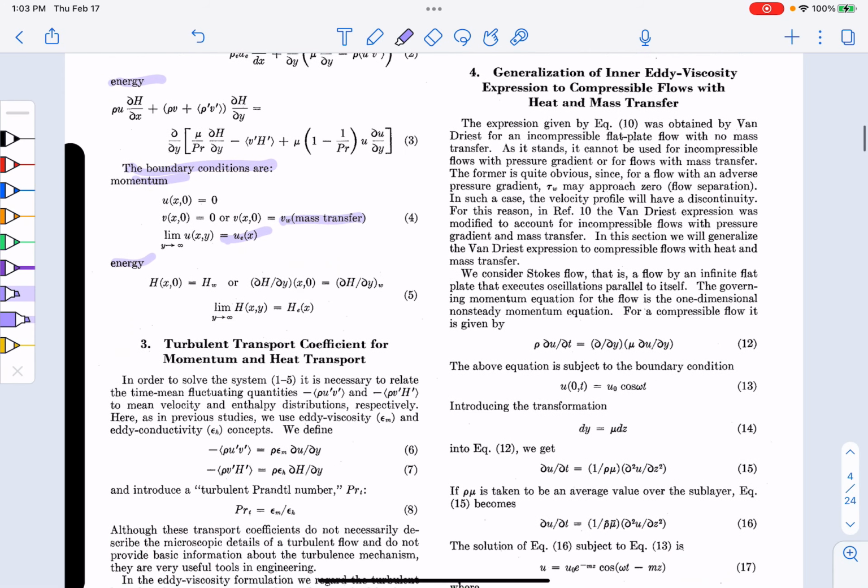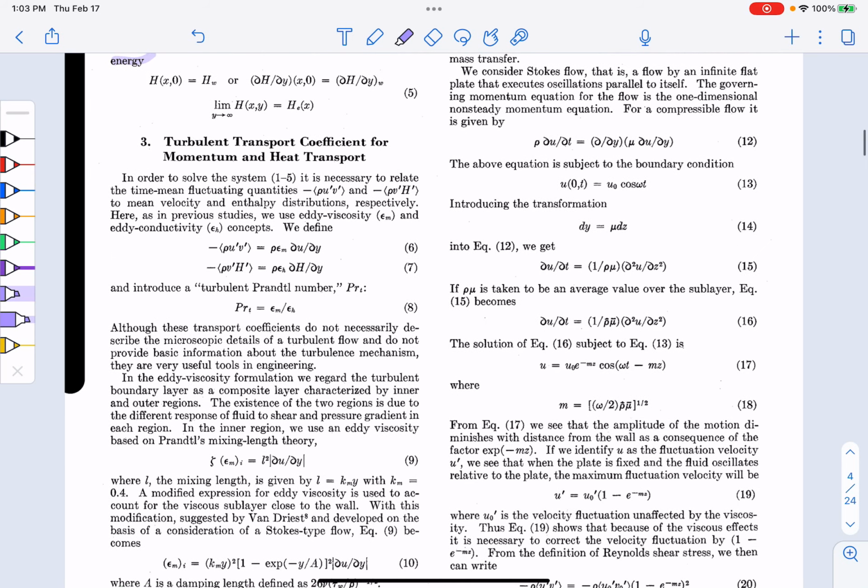So those are the equations. He's already done all the averaging and everything for you. Let's all assume that you know that. And right away he says here's the closures for U prime V prime and V prime H prime, and H is total enthalpy. He defines a turbulent Prandtl number, which he sets as a constant later as 0.90 for these flows.